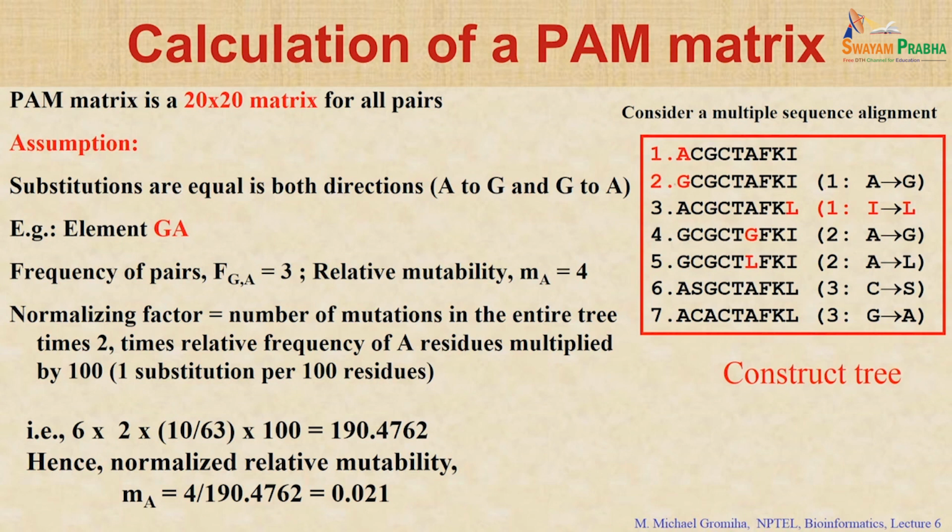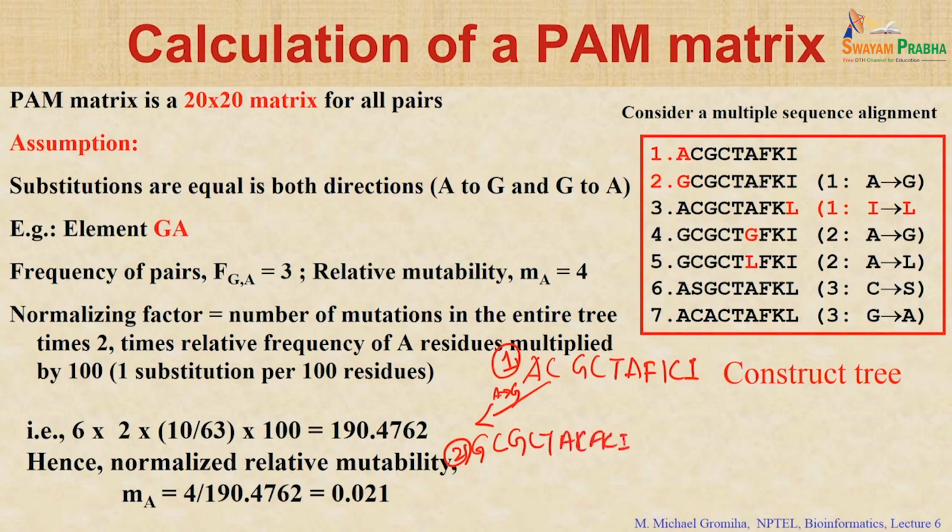So, from 1 to 2, at position number 1, A is mutated to glycine. For example, take this one here, A C G C T A F K I. This is 1, and it goes to 2. What is the mutation? A is mutated to G. So now the sequence is G C G, the rest is the same, C T A F K I. Then the third sequence, we get, one is I to L. So here this is the change, and we get the sequence A C G C T A F K L.